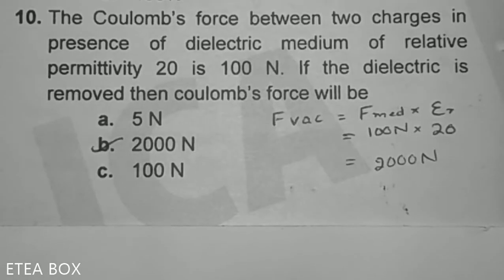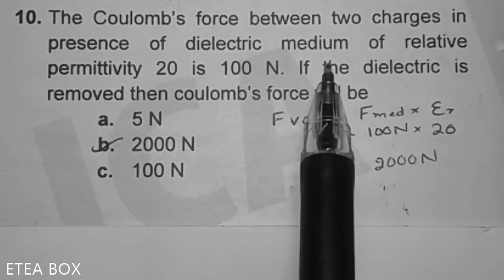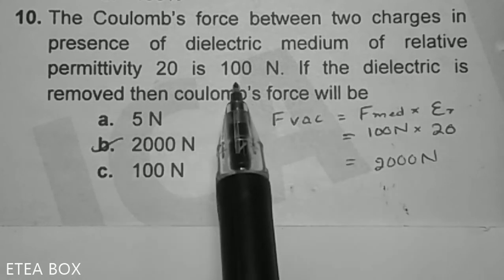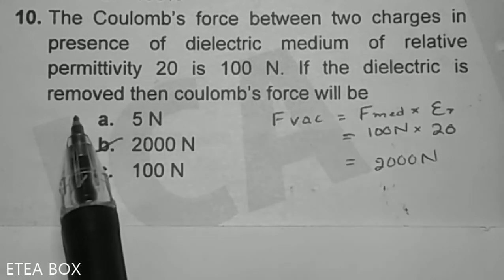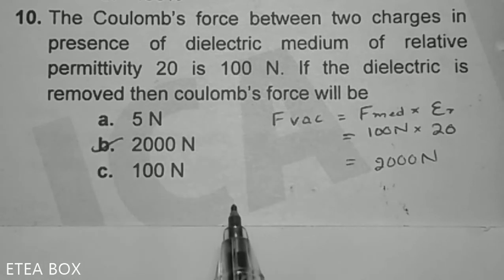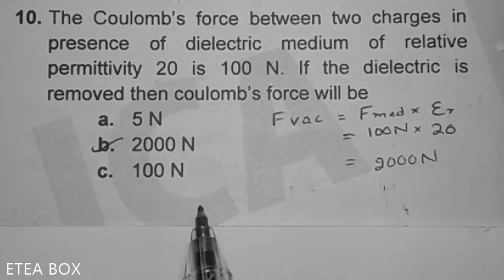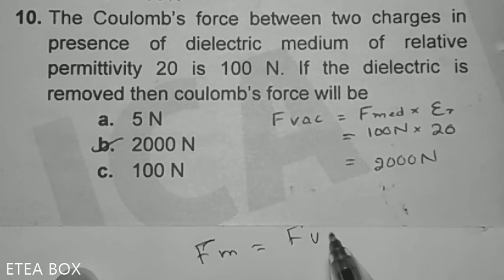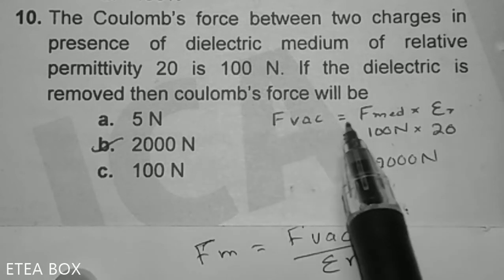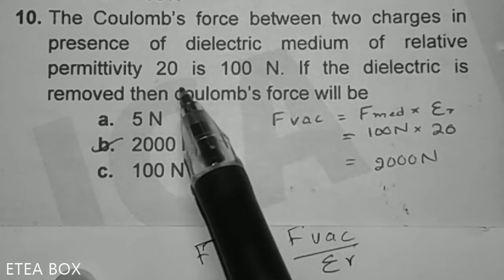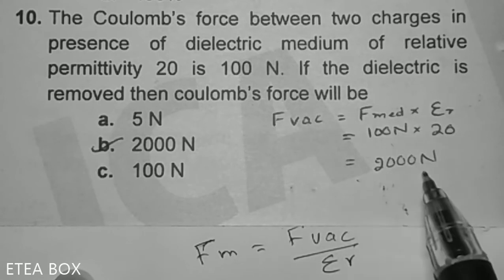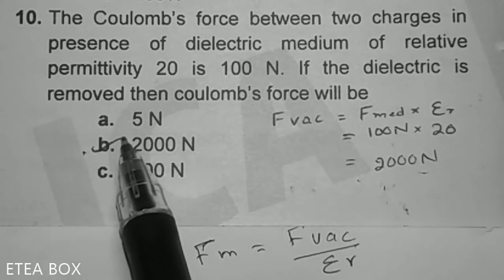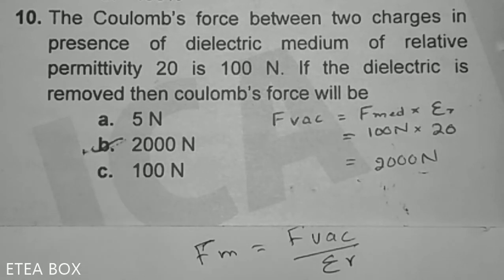The Coulomb's force between two charges in the presence of dielectric medium of relative permittivity 20 is 100 Newton. If the dielectric is removed, then what is the Coulomb force in vacuum? So we have to find the Coulomb force in vacuum. Here is the formula: F medium is equal to F vacuum divided by relative permittivity. When we rearrange this formula, we get this one. So the force in medium is 100 Newton and the relative permittivity is 20. When we multiply these two, 2000 will be the Coulomb force in vacuum.